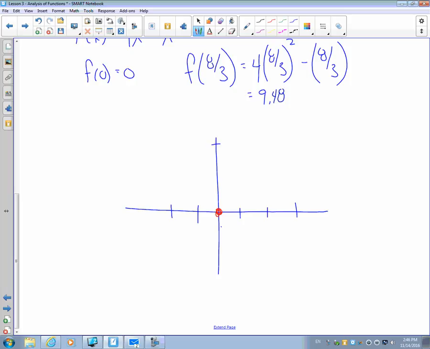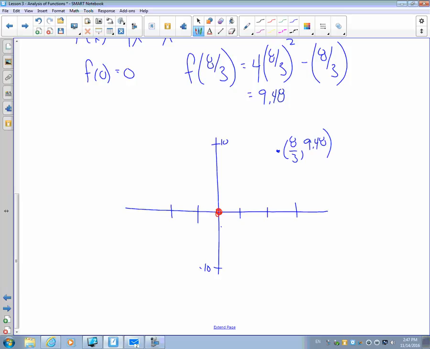So we need a sort of a sense of scale. Let's call this -10 and +10. So 9.48, that's a little high there, would be just below that. So let's call it right there. So 8/3 and 9.48. So those are my turning points.